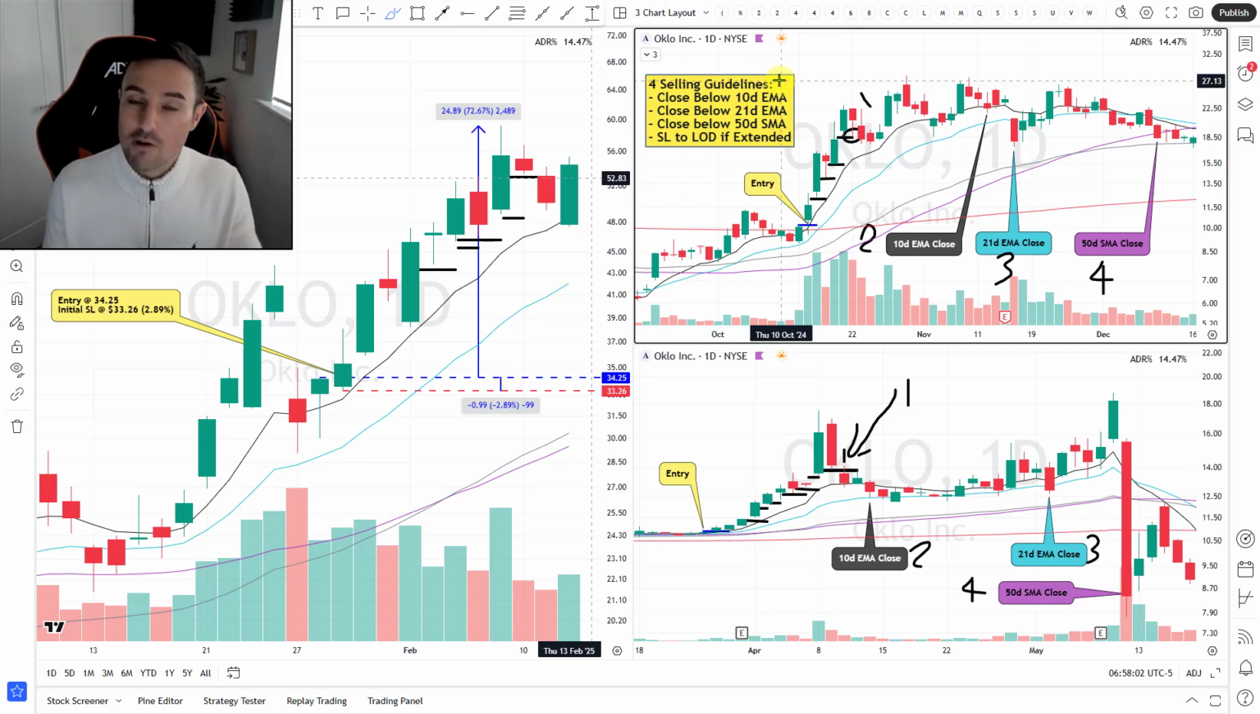I want to use around about 2. Sometimes I'll use 3 if I really want to hold some along the 21-day or something like that. But oftentimes it's 2.